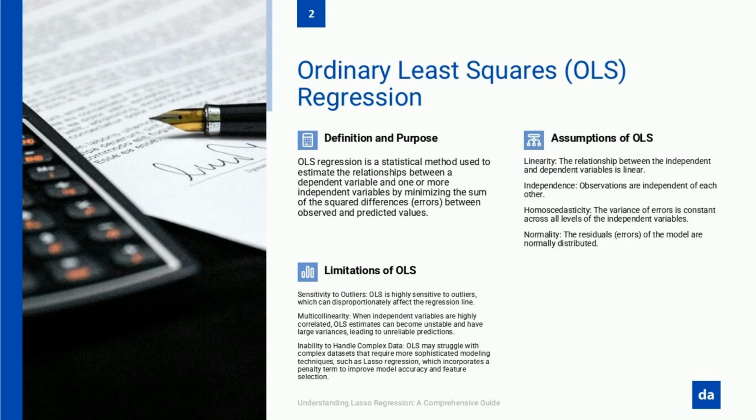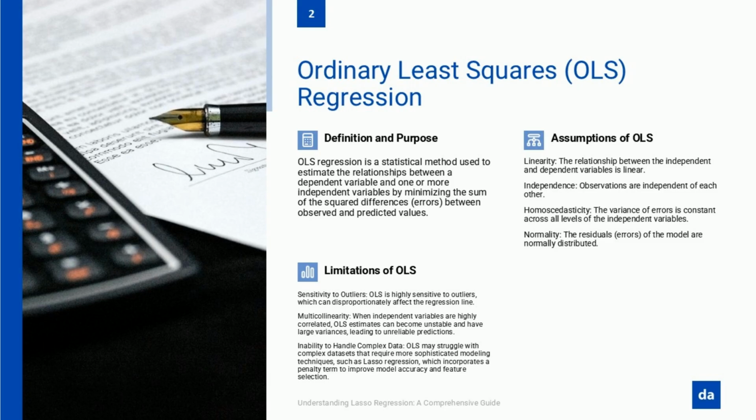Now, these assumptions sound great in theory, but in the real world, they break all the time. And when they do, OLS starts showing its weaknesses. First, OLS is highly sensitive to outliers. Imagine you're trying to calculate the average salary in a company, and Jeff Bezos is somehow on the payroll. That one extreme value can totally skew your results, making OLS go haywire.